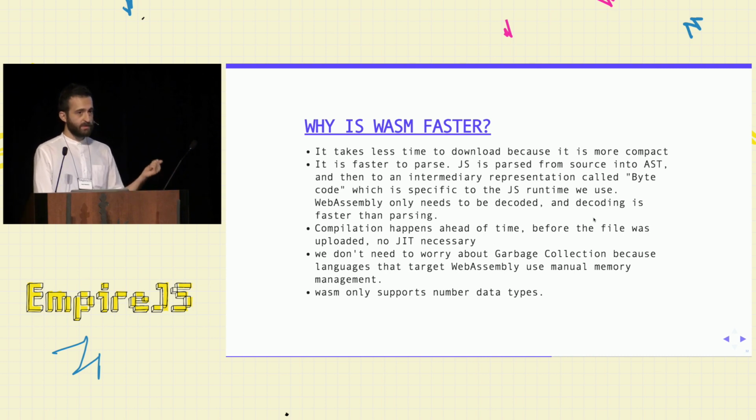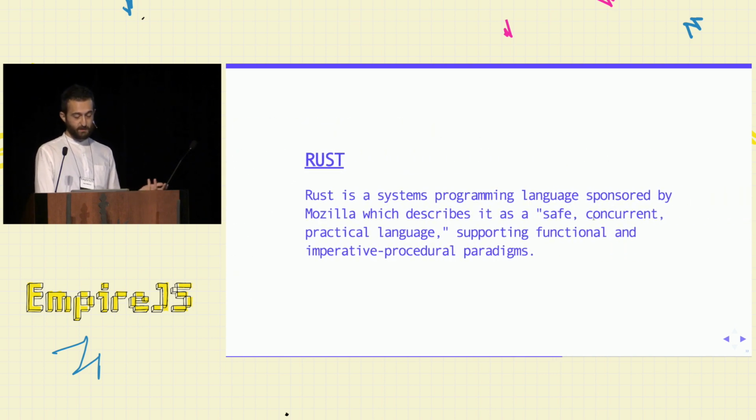WASM right now only supports number data types, which is interesting. It creates limitations that we're going to get to in a little bit, but it's very interesting that this is basically the only thing you have to work with. So why Rust and why not, like, say, C and C++?